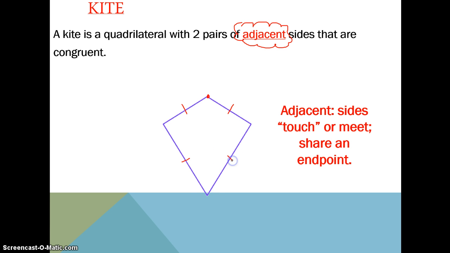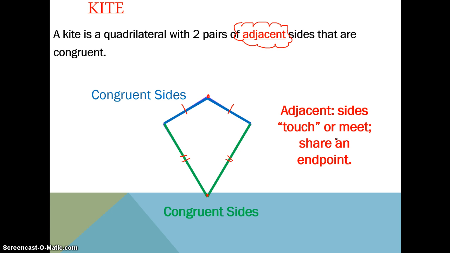These two bottom legs are connected at a point. They're side by side, and they are congruent not to the other two, but to each other. Adjacent sides touch or meet. They share an endpoint. And this just emphasizes the congruent pairs of sides in this kite.